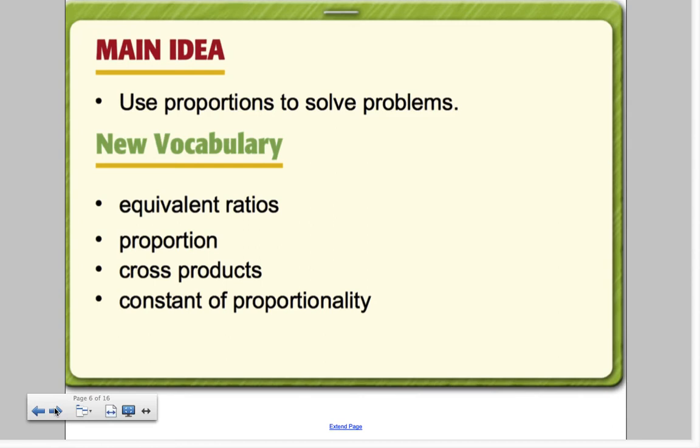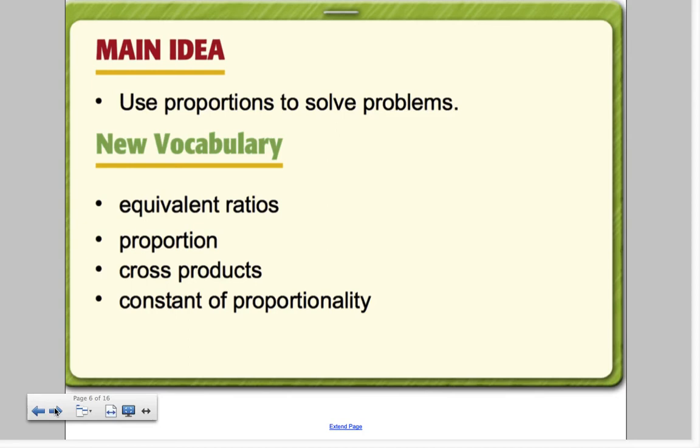All right. So again, this word right here. That's not new, is it? No, you've heard of constant proportionality. Have you ever used cross products? I think you've probably at least seen it or done it before. Maybe not. I'm not for sure. We're going to talk about how to set up a proportion today. And equivalent ratios, I believe that's not new as well, right?